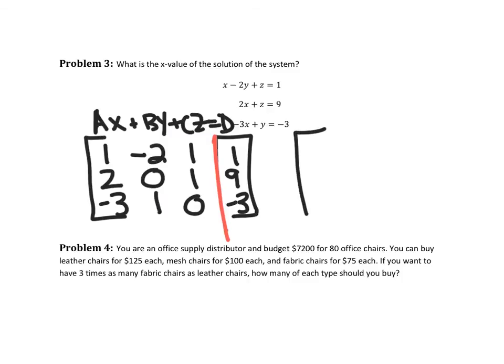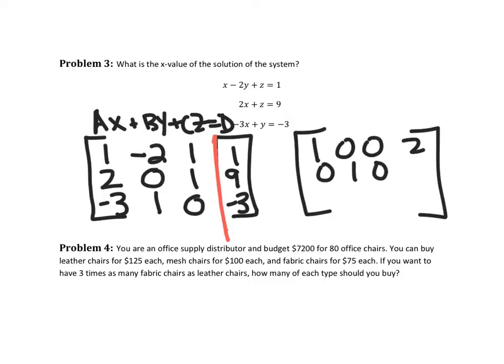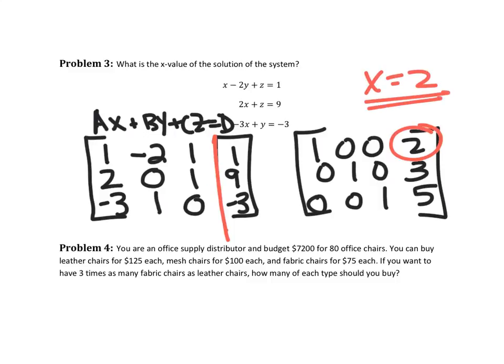When you get done with this one, once you've done reduced row echelon form, you're going to get 1, 0, 0, 2, 0, 1, 0, 3, 0, 0, 1, 5. So to go back and say, what is the x value? The x value equals 2. You can pull it right off of that answer matrix.